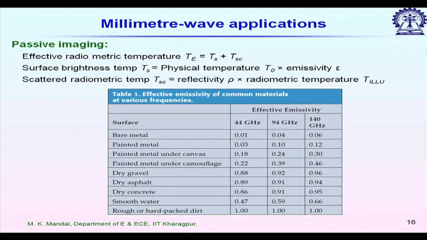Some other applications: passive imaging. What is the difference between passive imaging and active imaging? In active imaging, we use some sort of transmitter. For example, in remote sensing, satellites carry a transmitter which continuously generates microwave or millimeter wave pulses, and this pulse illuminates the objects, and then we can see the object by using the receiver part of the radar. This is called active imaging.